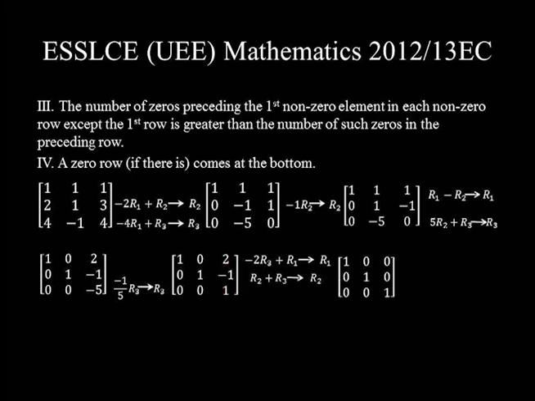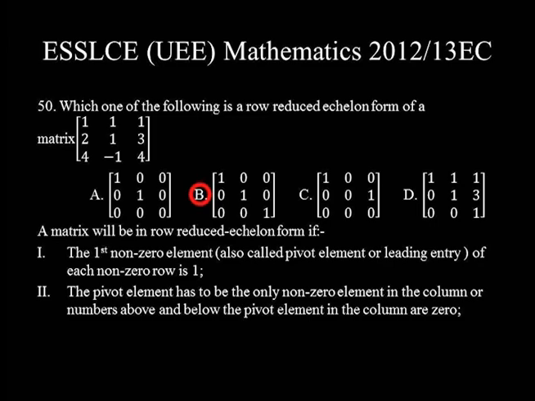This last matrix fulfills all mandatory requirements. First, the pivot element of all rows is 1. Second, the pivot element is the only non-zero element in its column. Third, the number of zeros preceding the non-zero element in each non-zero row, except the first row, is greater than the number of such zeros in the preceding row. Thus, choice B is the correct answer.